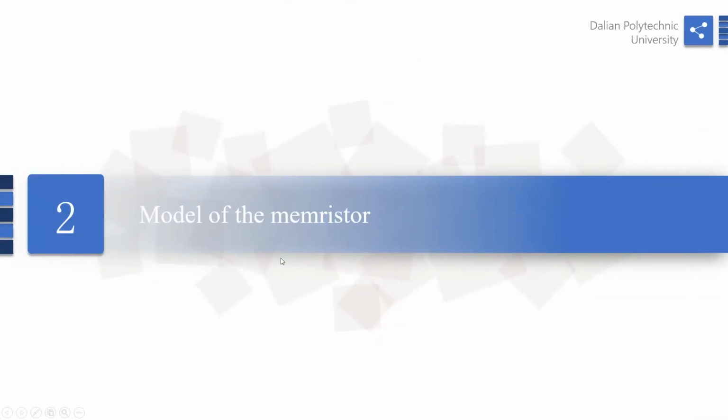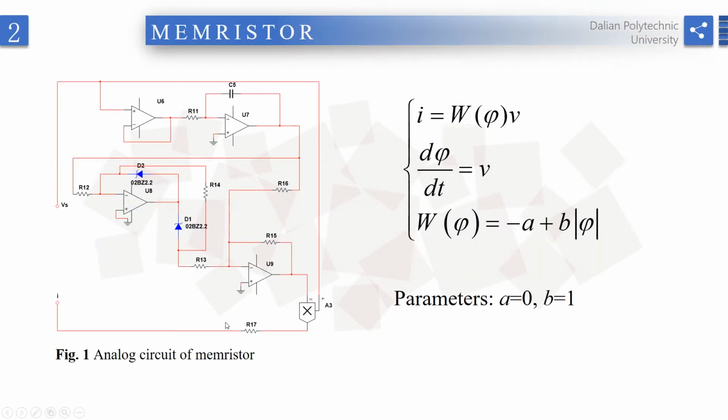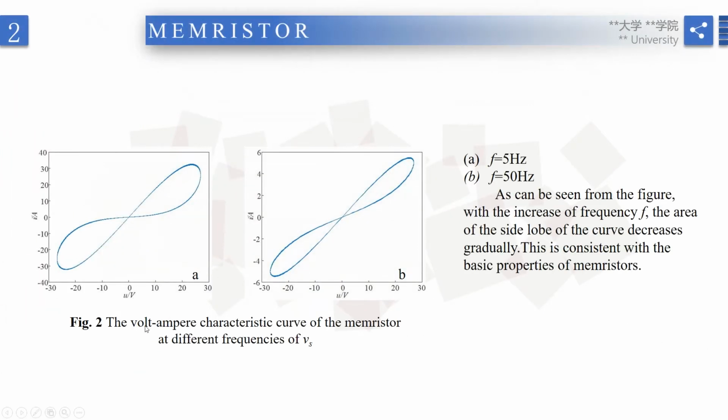The second part is the model of the memristor. This is the equivalent circuit of the memristor. This is the equation of the memristor, where A and B are the parameters. A is equal to 0, B is equal to 1.